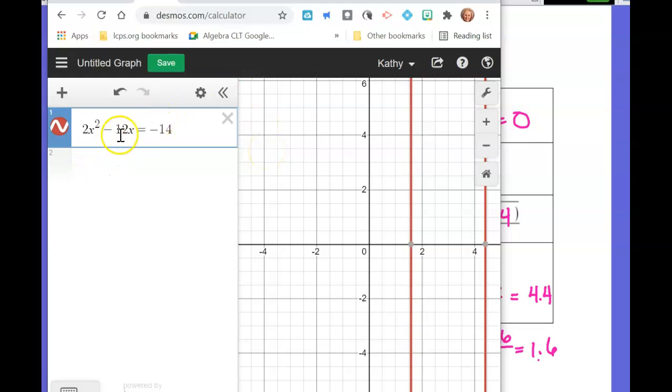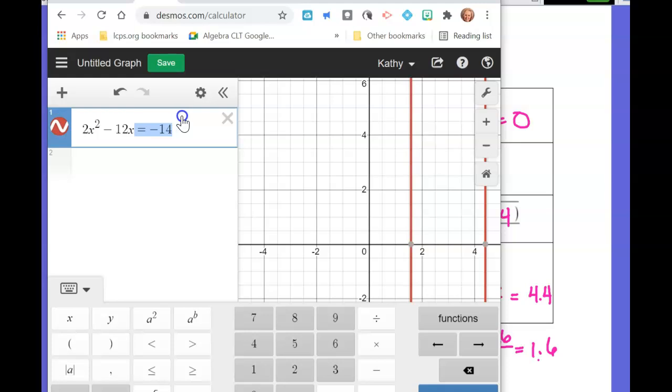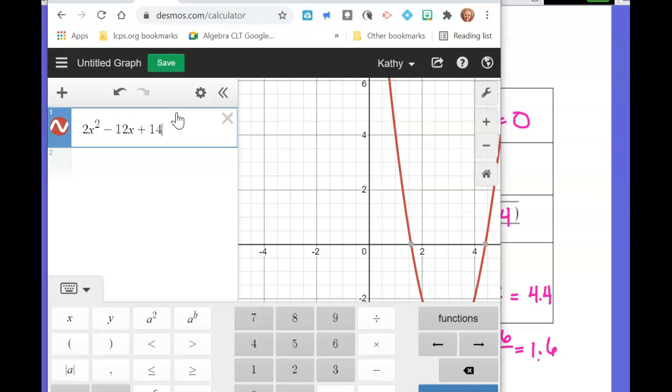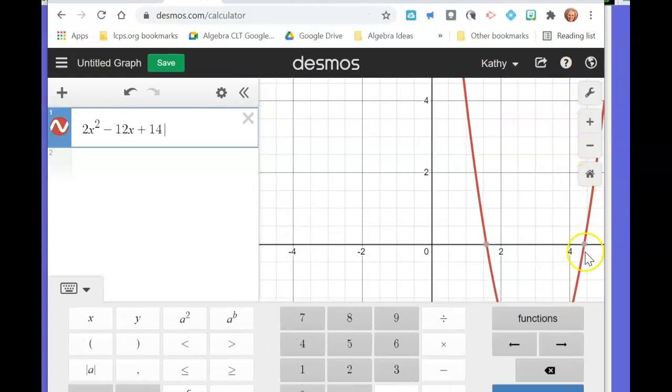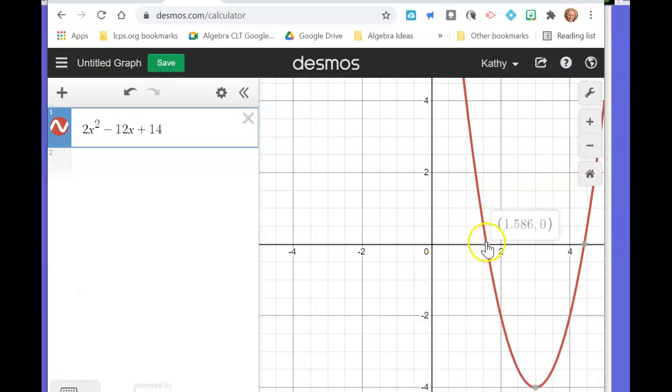There we go. All right, so I am going to put in there, and I actually already did, 2x squared minus 12x equals negative 14, but I'm just actually going to add 14, and we're going to look at the parabola. So if we look at the parabola here, you can see, let's make this a little bit bigger, there we go. All right, so if you notice, this parabola crosses right here at 1.58, which is about 1.6, which is what we said, and then right here, which is 4.4. So you can see it crosses the x-axis at those two values.